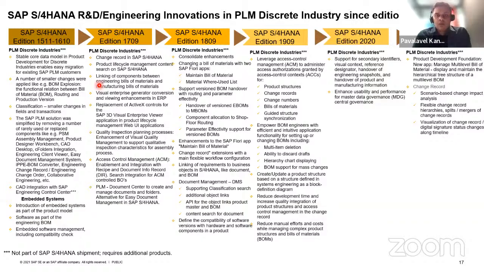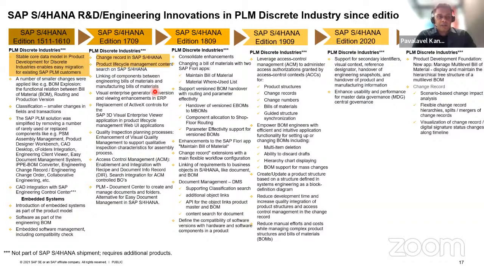Okay, so innovations in PLM discrete industry since the initial 1511 versions. Let me just highlight a few of the important ones. Initially, a stable core data model of product development in discrete industries was done for easy migration of existing PLM customers. So what was done in the initial phases of S/4HANA was to have a strong, stable core, so that you can migrate the data of your existing PLM from any existing solution into S4. That was the first target.